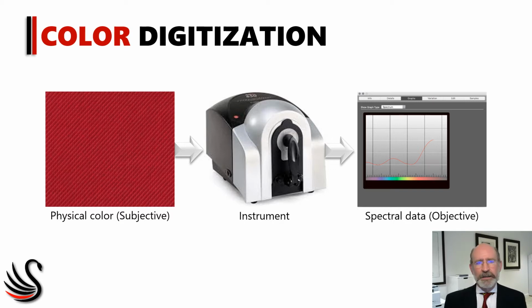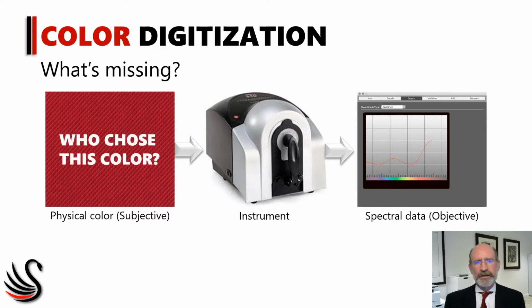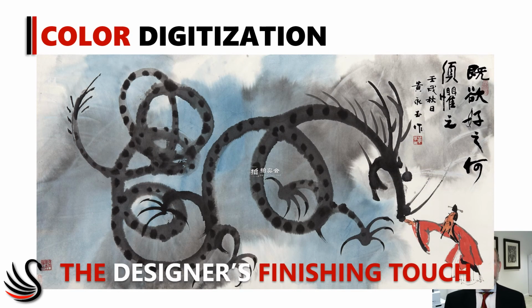That's great. But what's missing from this sequence? We've got the physical swatch, we have the instrument, we have the numbers. Who chose the color? It's back to the question of why the shirt is blue. Who chose that color? We have to remember the importance, the primacy of the designer's involvement in this process. They're the one that adds the finishing touch to that design, that makes it come alive, that makes it valuable.